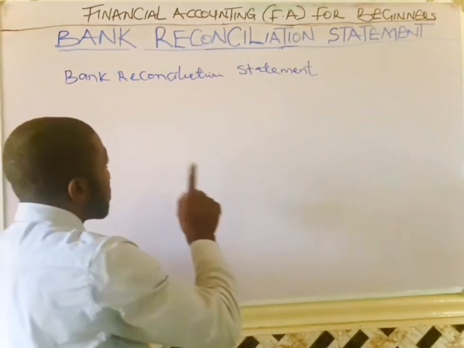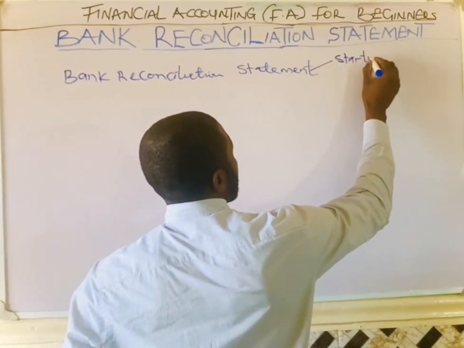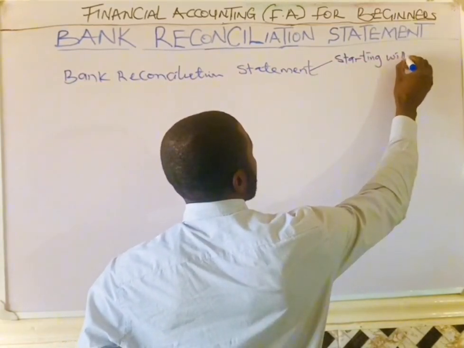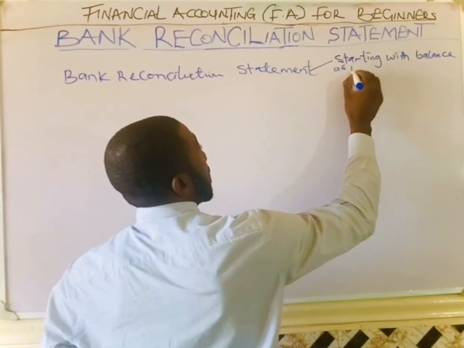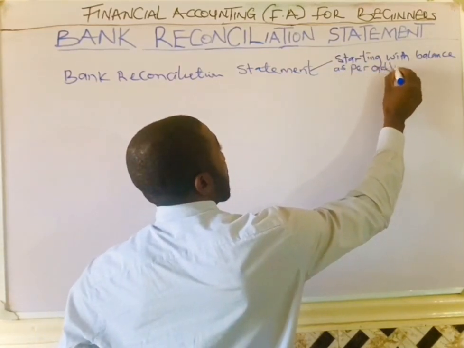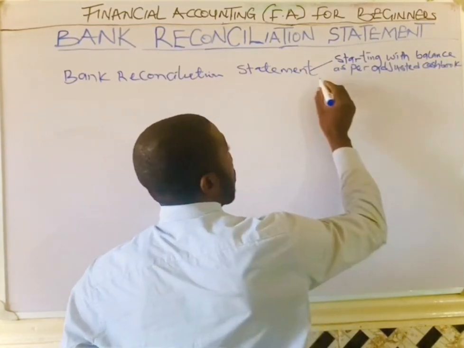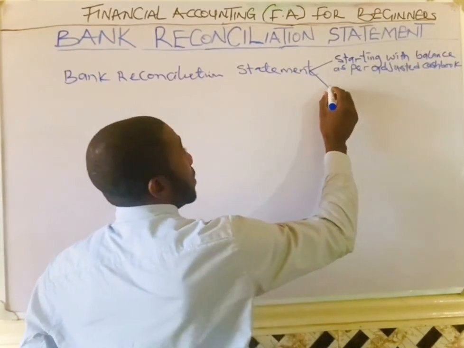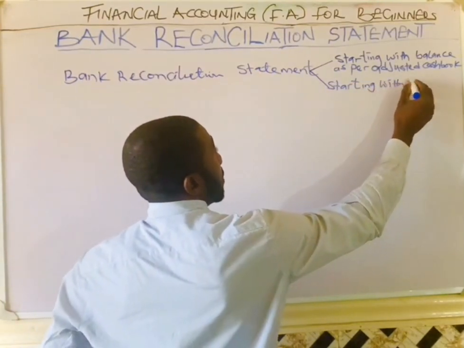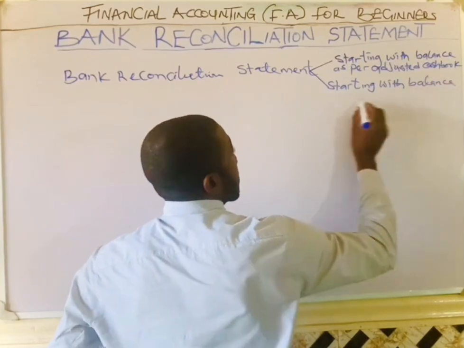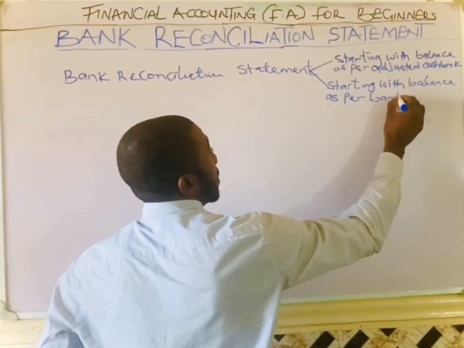So this bank reconciliation statement can either start with the balance as per adjusted cash book, or you can start with the balance as per the bank statement.